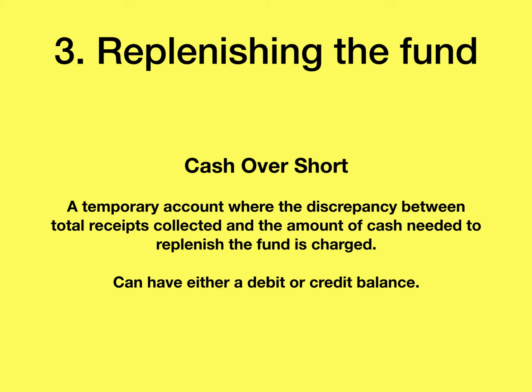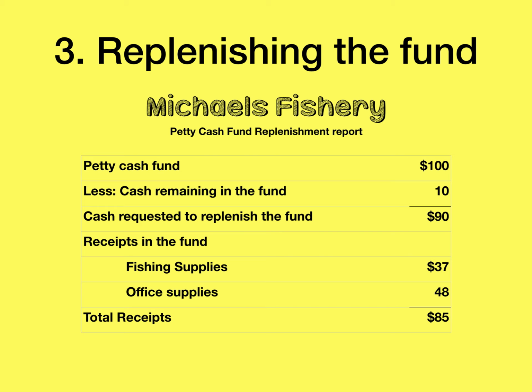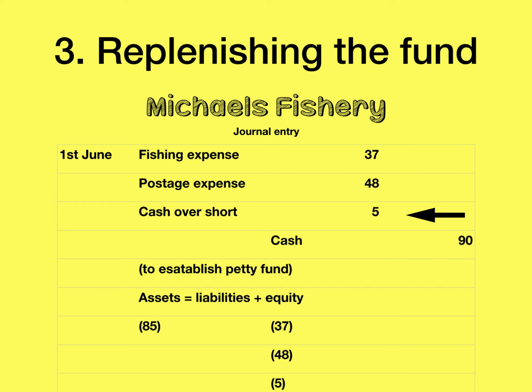This disparity can be charged to an account called cash overshort, a temporary account that can have either a debit or credit balance. To show you how to journalize this account, let's pretend that the petty fund actually had $10 remaining in the fund instead of $15. The report below would then show you that there's a difference between the cash requested to replenish the fund and the receipts obtained. Therefore, the $5 difference would then be charged to an account called cash overshort, which would then be debited in a journal entry. As you can see, cash overshort is now debited, and that concludes today's screencast of petty funds.